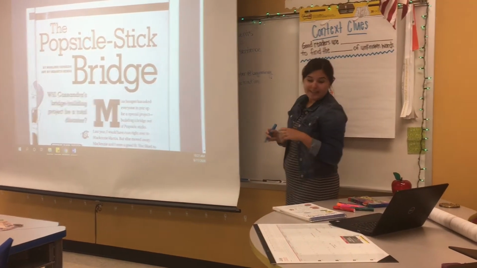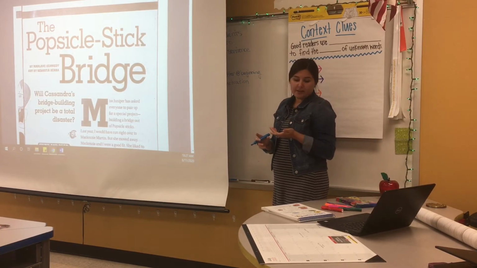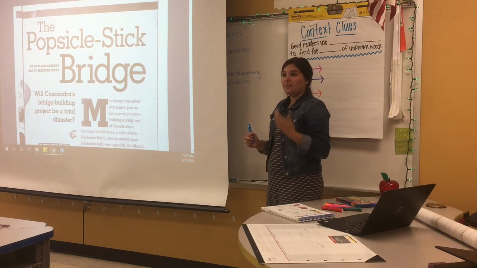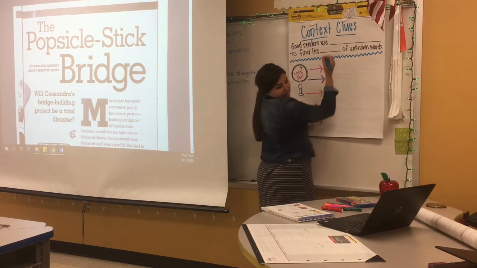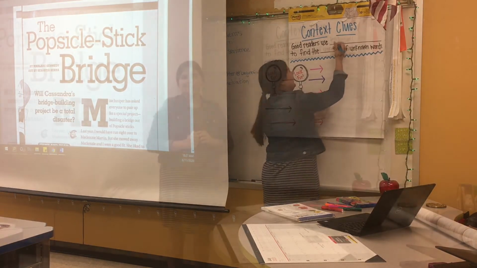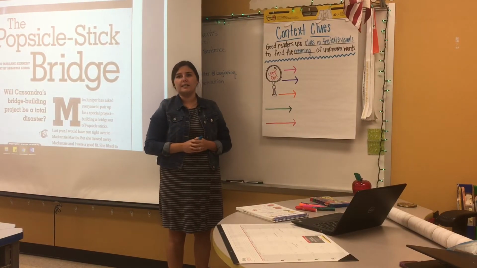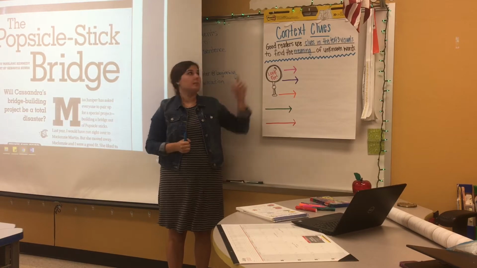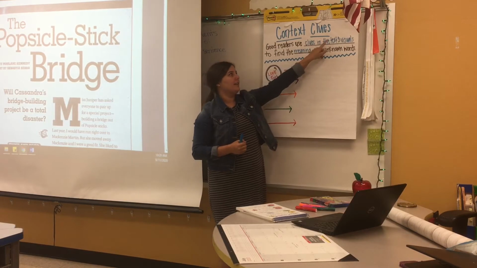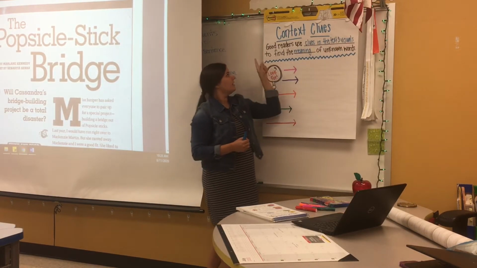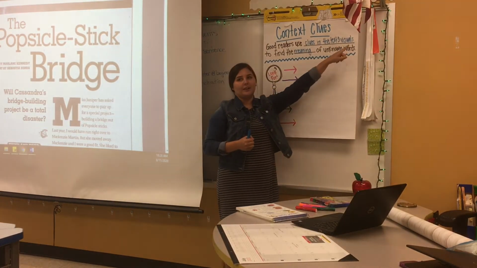So we're going to use the text, so the words that come around that word, and then the pictures to help us better understand the meaning of unfamiliar words, so words that we don't know. So we're just going to add this to our anchor chart. All right, guys, so let's read this together so that we really understand the definition about context clues. So if you'll just follow along and read with me. Good readers use clues in the text and visuals to find the meaning of unknown words.